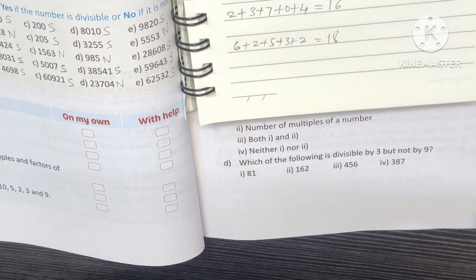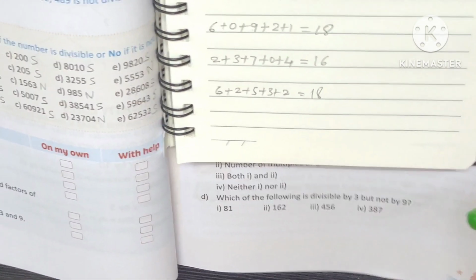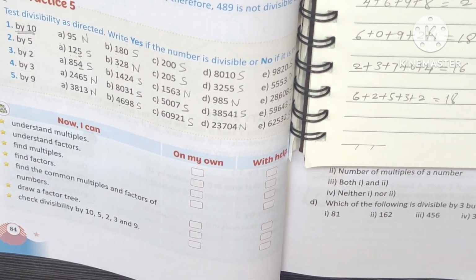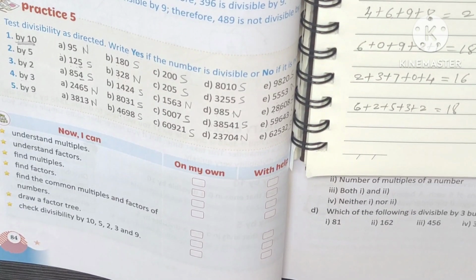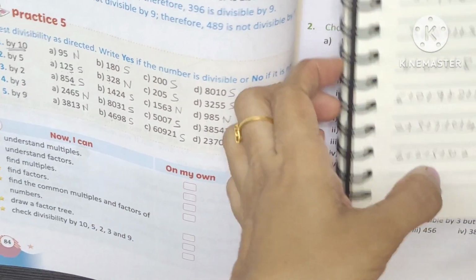Understood? With this, we finished our lesson, multiples and factors, lesson 5.